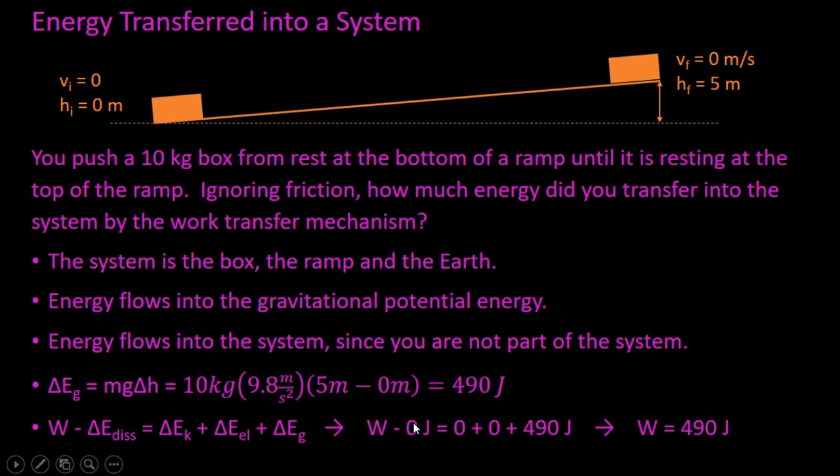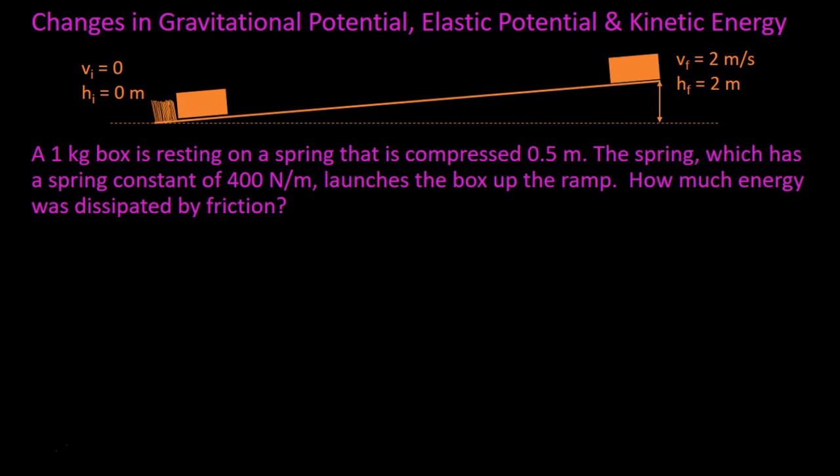Well, we know that there's no friction, so there's zero energy in the dissipated mechanism. There is no change in the kinetic or elastic storage mechanisms. And of course, we had a 490 joule increase in the amount of energy stored in the gravitational mechanism. So that means the amount of energy you transferred into the system by work is 490 joules. Let's look at one more example.